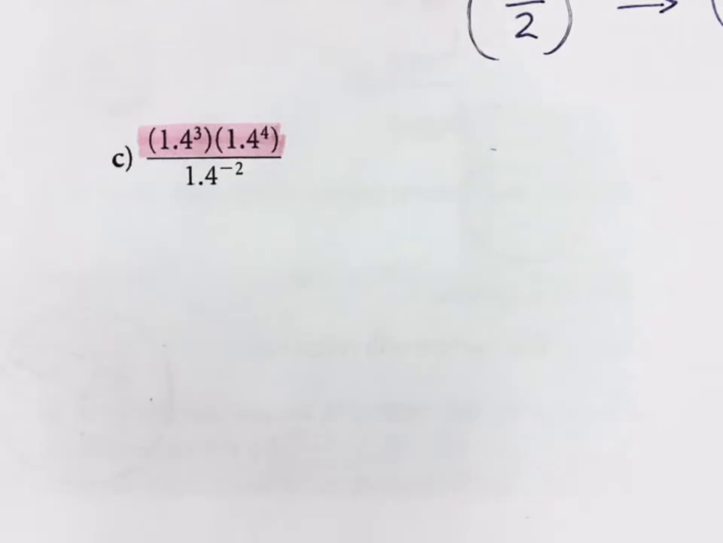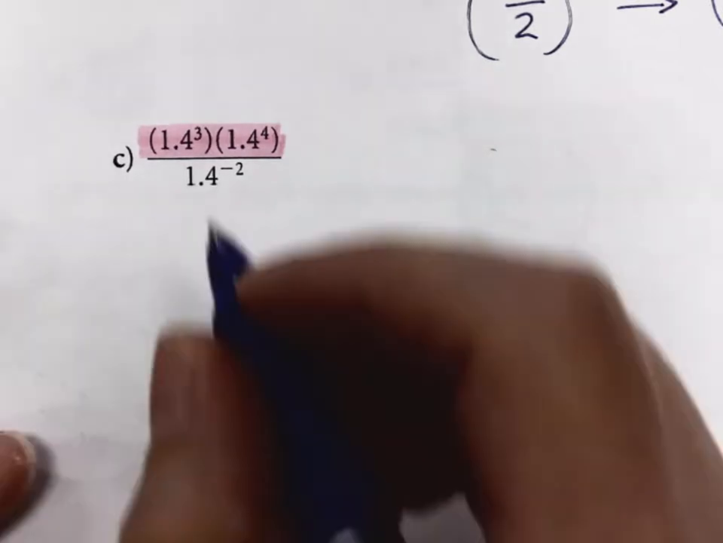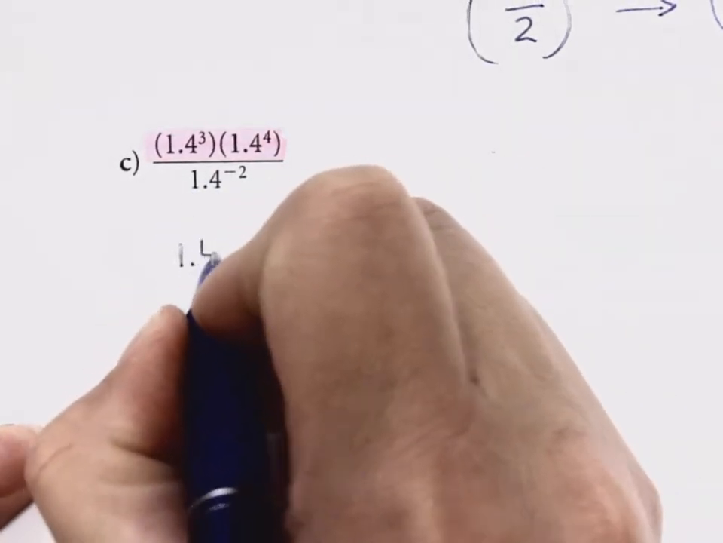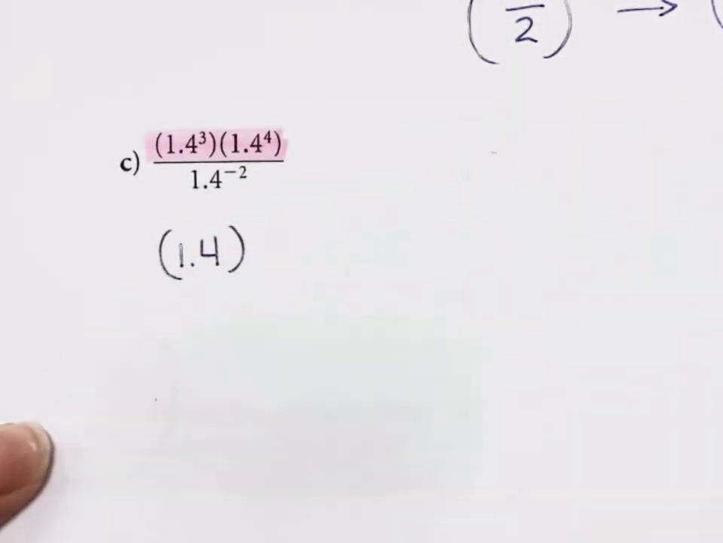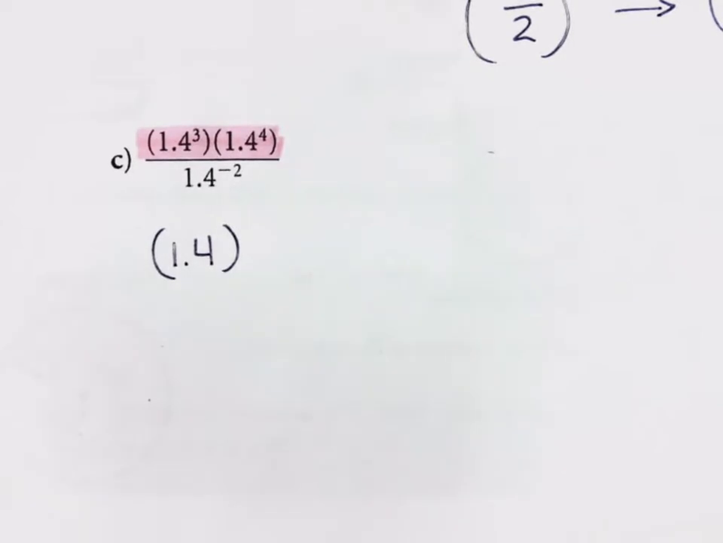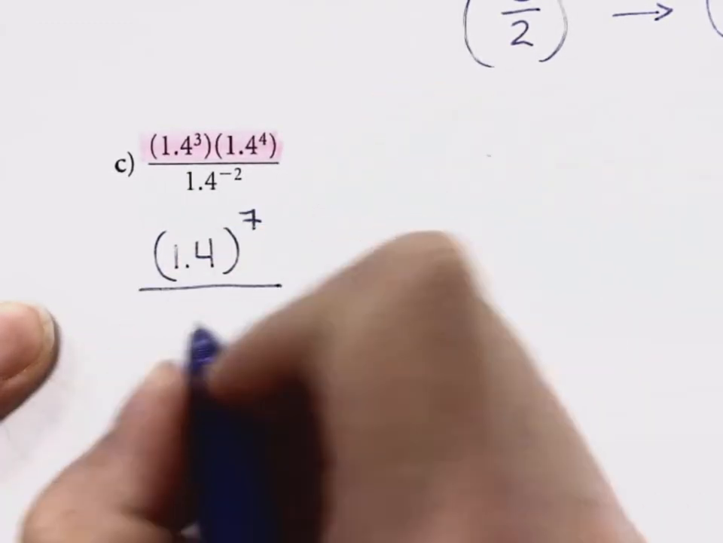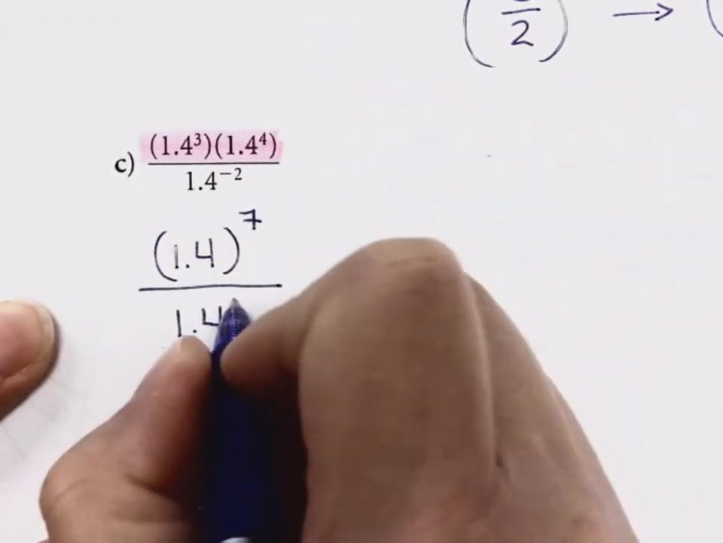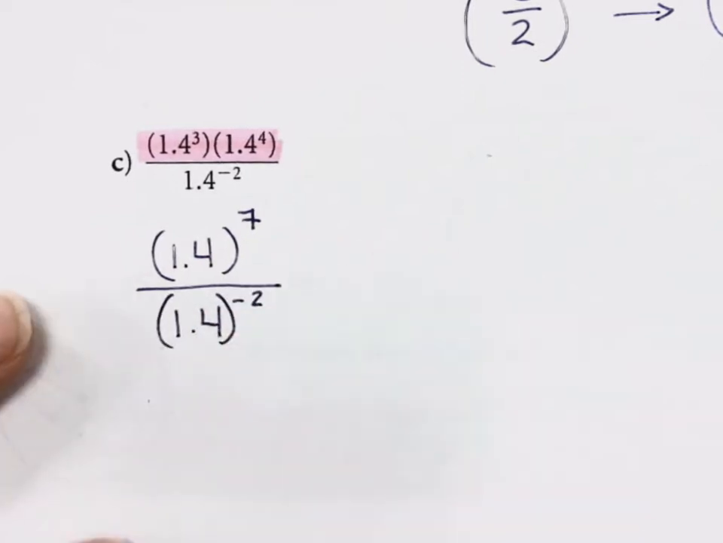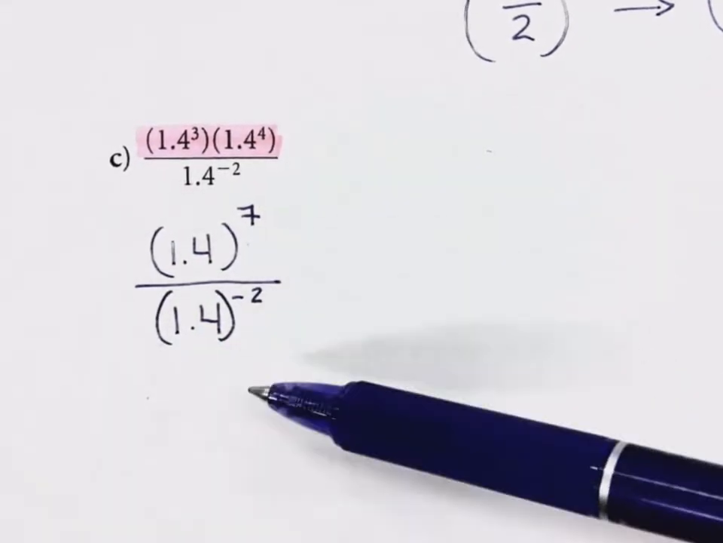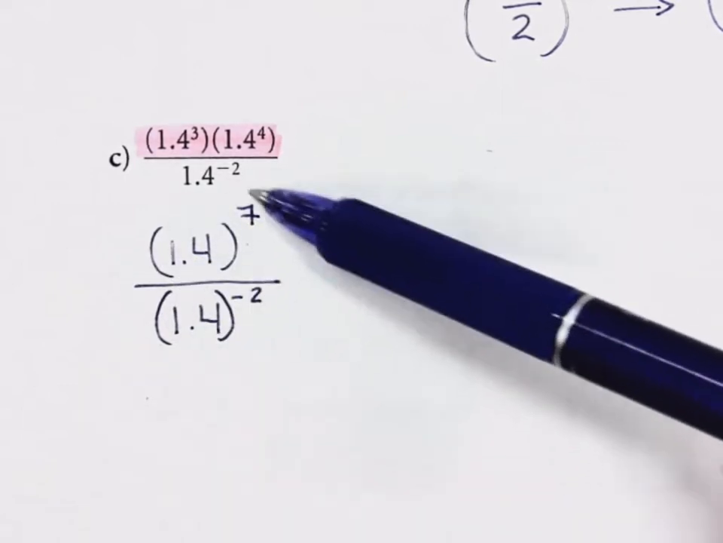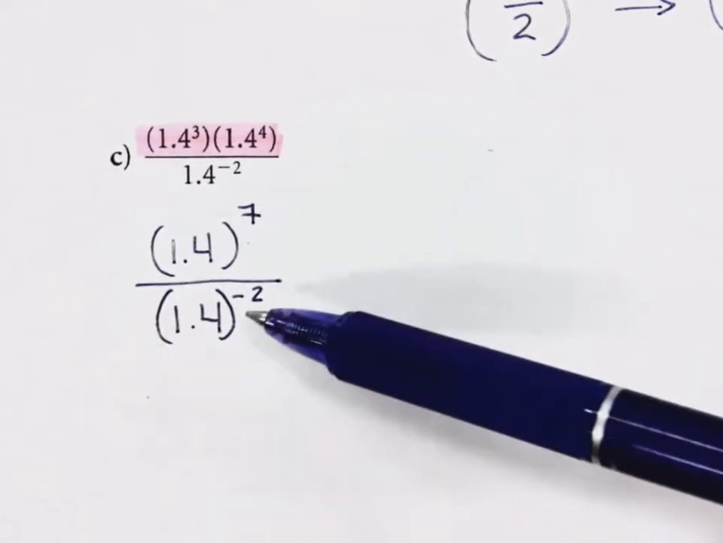All right, so they have the same base. We're just looking at that numerator right now. They have the same base, so we're going to keep it. And what are we going to do to the exponents? If they're multiplied together, we're going to add them. So that's going to be to the 7th. My denominator is to the negative 2. So now I have a single power on top, and I have a single power on the bottom.